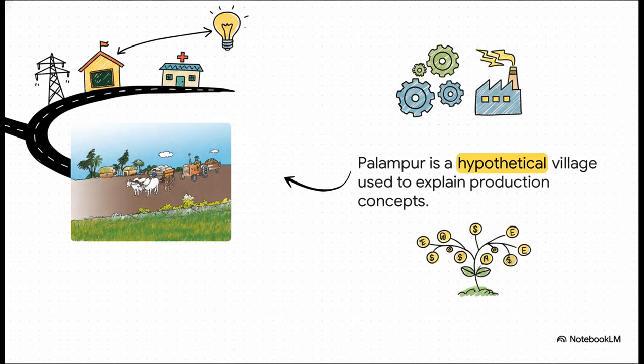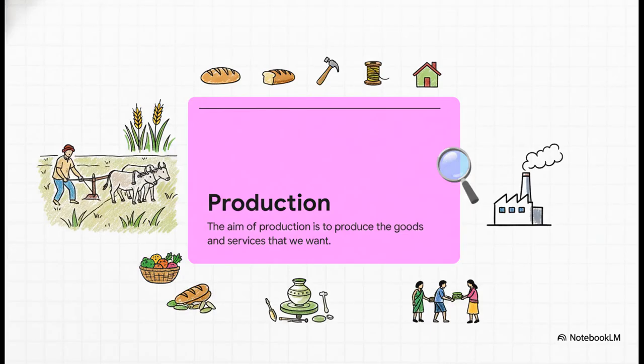You see, it's described as a well-developed village. It's well connected by roads, it has good infrastructure like electricity, schools, and even health centers. This makes it a perfect example to study different production activities. So all these activities, whether they are farming or non-farming, what is their main purpose? Well, the main aim is production. And what is production? It's simply to produce the goods and services that we want.